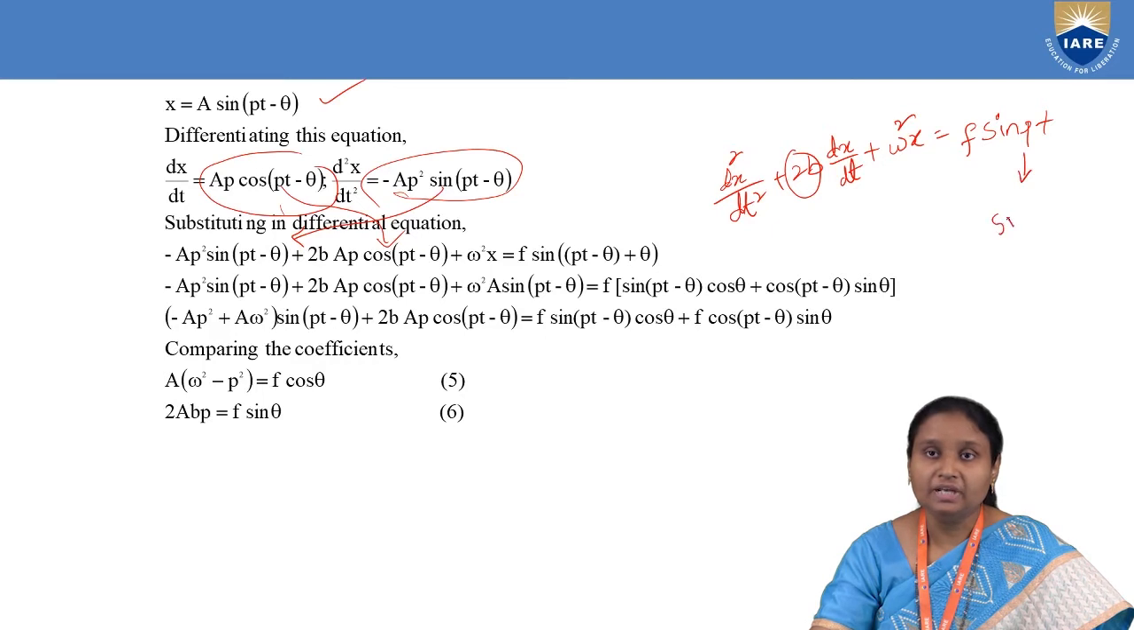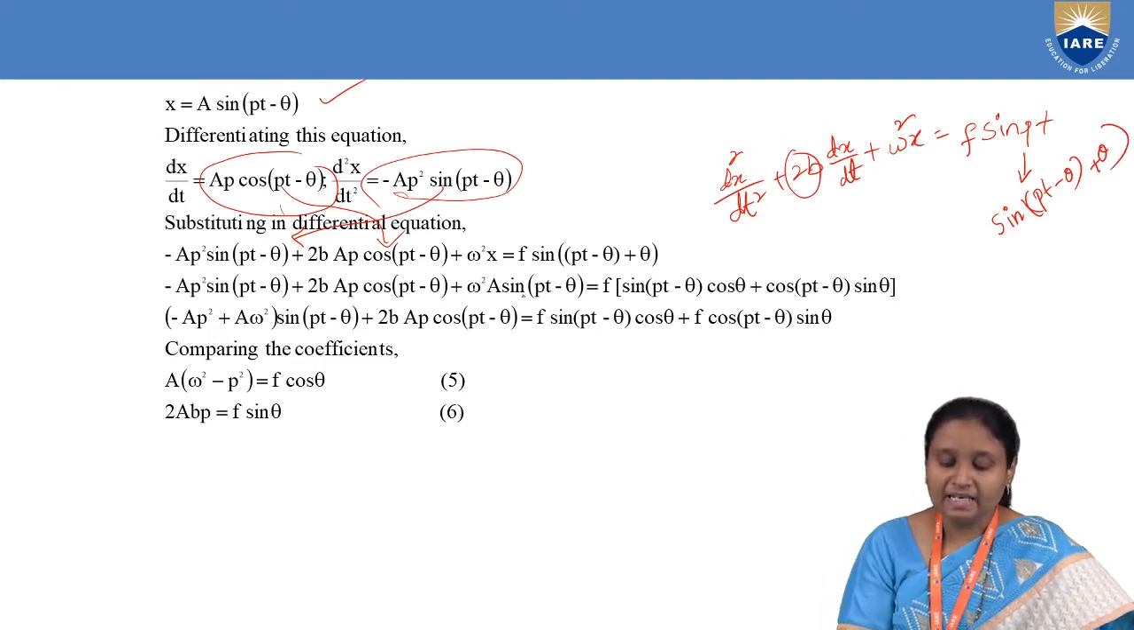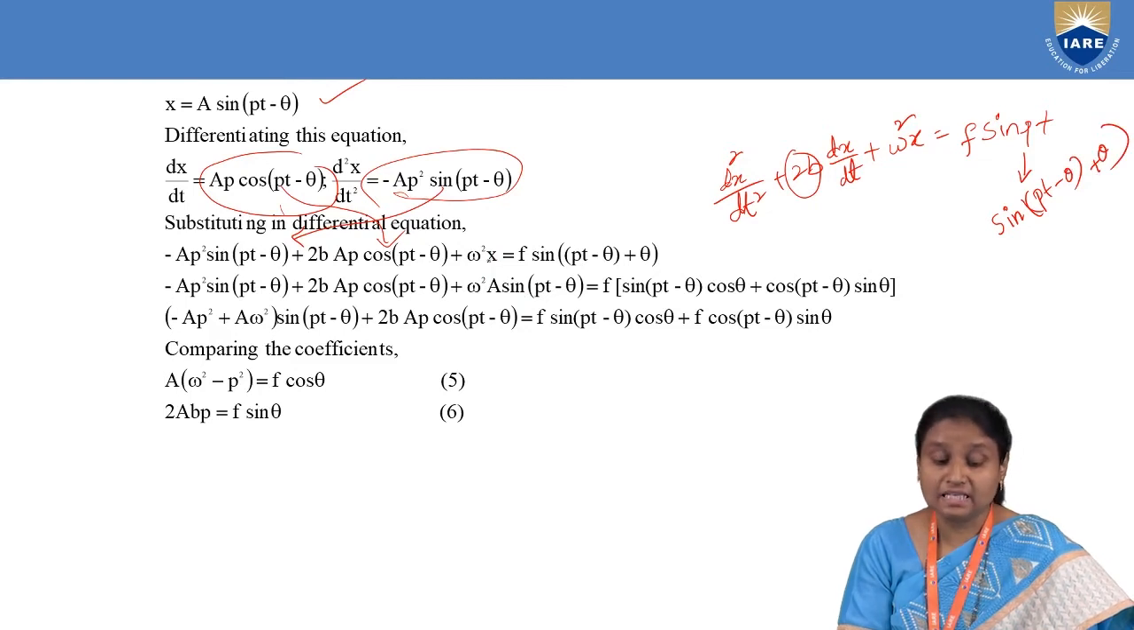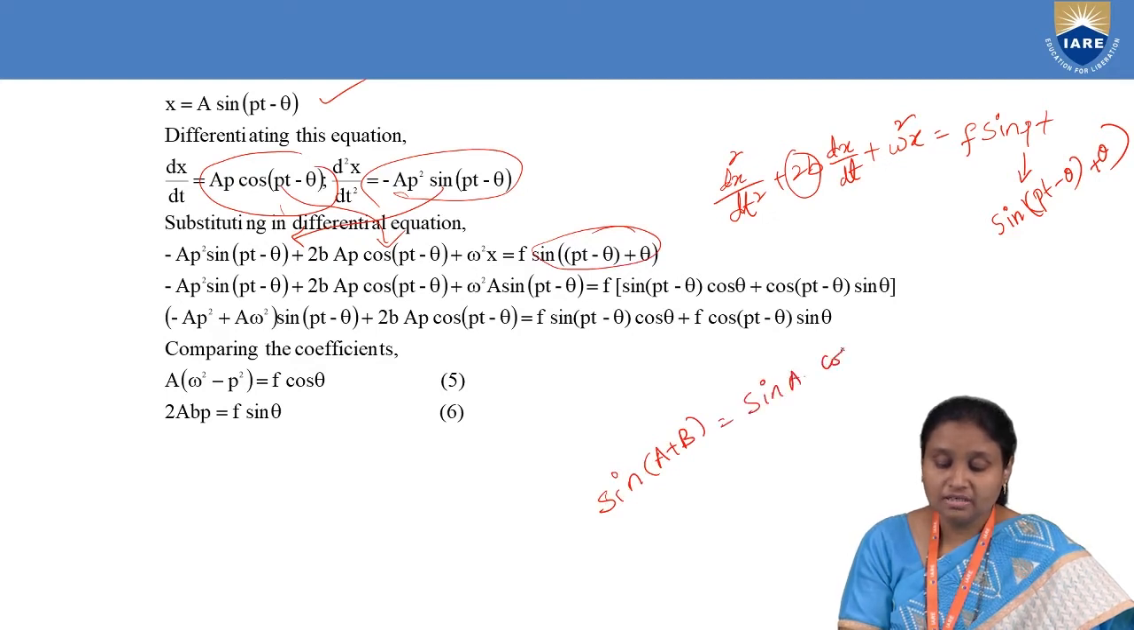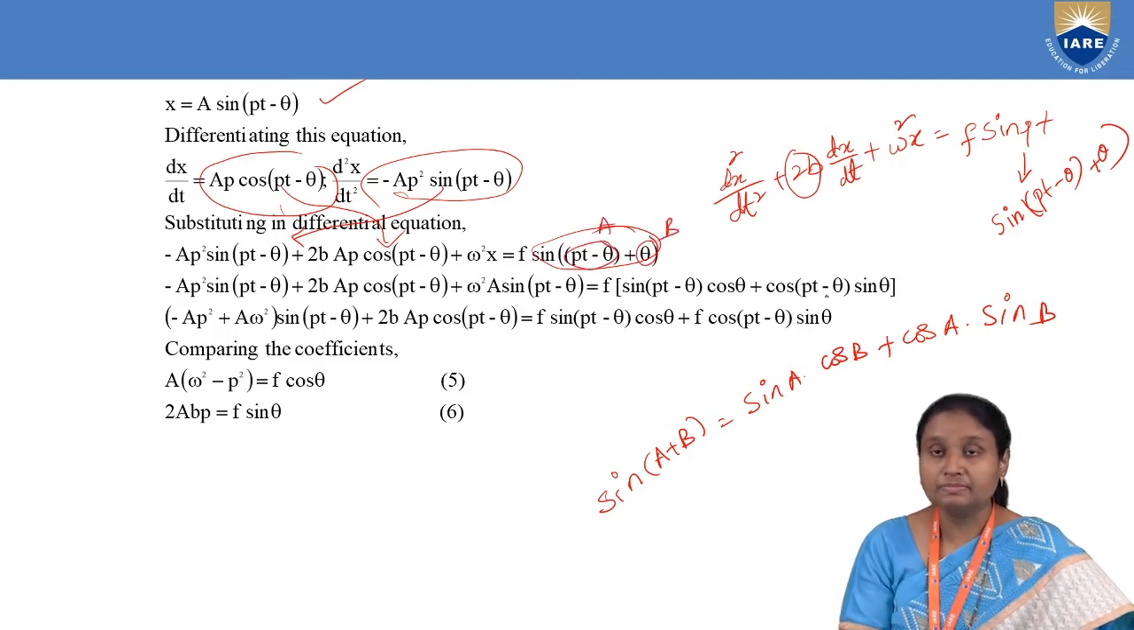And this sin pt, I am writing as sin(pt − θ + θ). There is no harm in writing it like this. And in the next expression, in place of x, I have written the expression for displacement, a sin(pt − θ). This is in the form of sin(A + B), and we know that sin(A + B) can be written as sin A cos B plus cos A sin B. So if I take this as our A and this as our B, I can expand it like this.